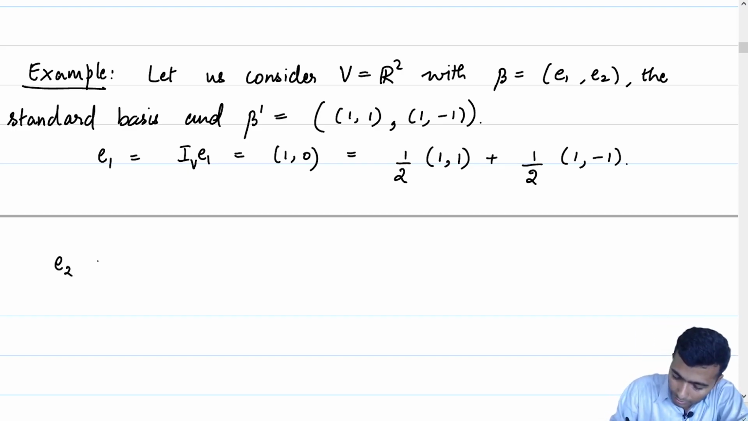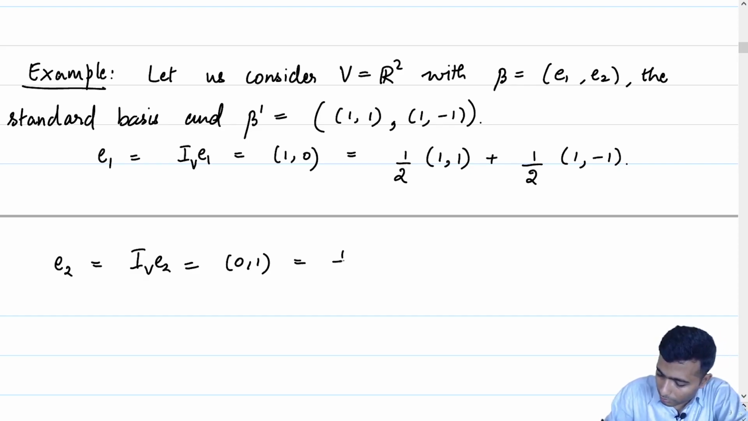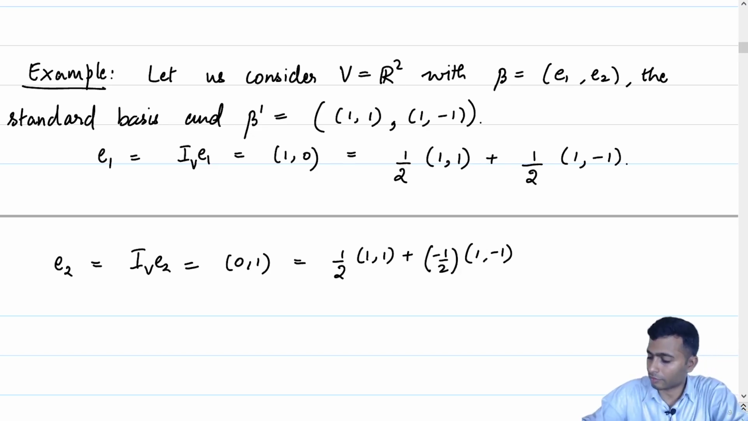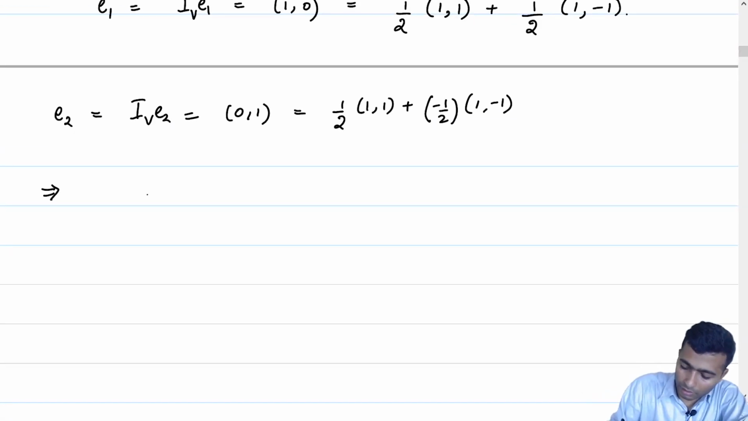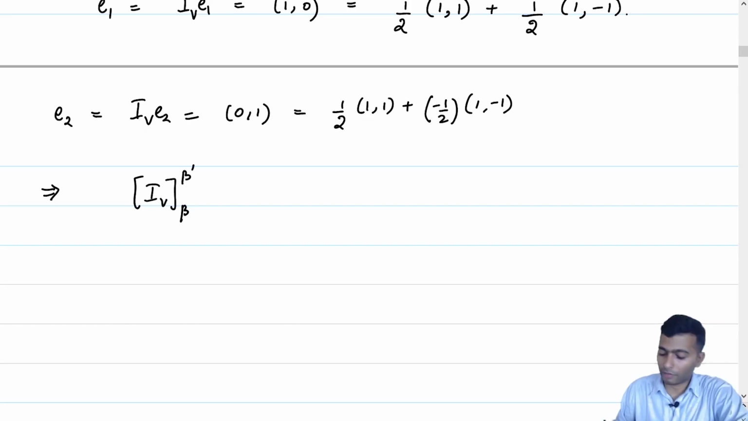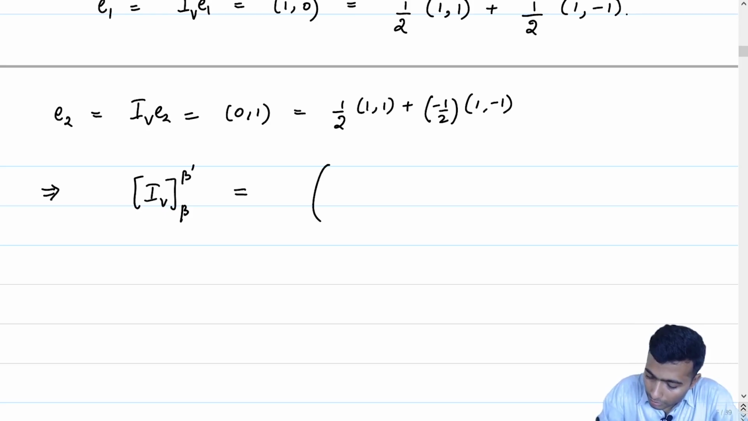E2, on the other hand, which is equal to I_V of e2, which is (0, 1), is equal to half of (1, 1) minus half of (1, -1). So these two calculations tell us that the matrix of the identity with respect to beta and beta prime is nothing but 1/2, 1/2, 1/2, -1/2.